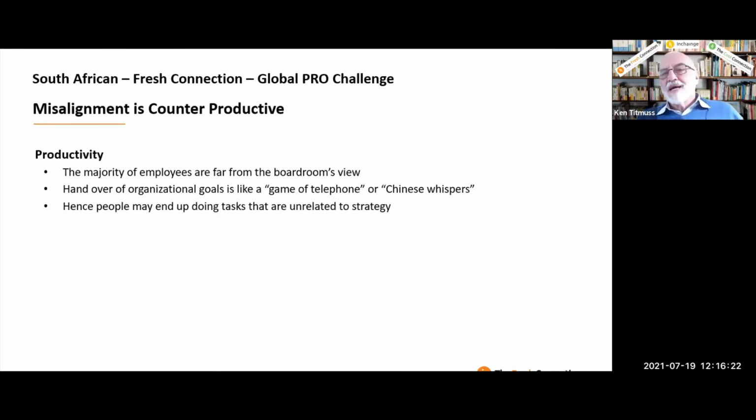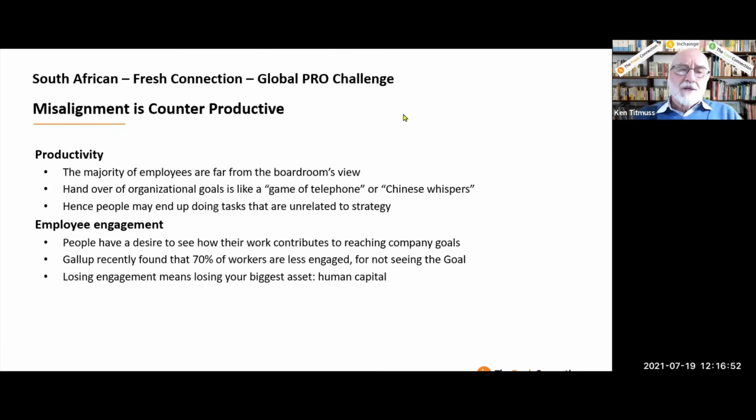So misalignment is counterproductive in our businesses. As far as productivity is concerned, the majority of our employees are far, far from the boardroom view. And the handover of the organizational goals can be like a game of telephone, so the message gets changed as it goes down the structure in your business. Hence, people end up doing tasks that are really unrelated to the strategy. What about your employee engagement? People have a desire to see how their work contributes to reaching the company's goals, I think.